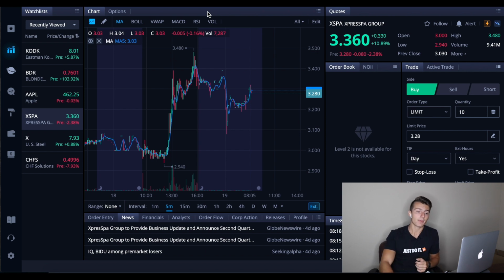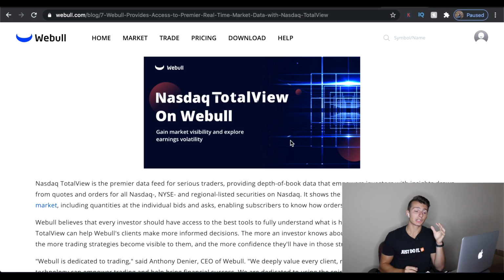So now real quick, I want to talk about this order book level 2 NASDAQ TotalView. So right now you're actually getting NASDAQ TotalView for free on Webull right when you sign up for your account. This is actually really cool.